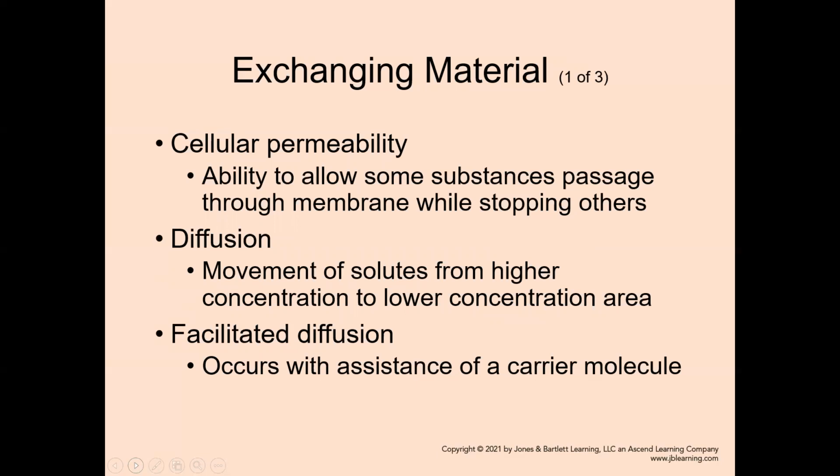Diffusion is when solutes move from a higher area of concentration to a lower area of concentration. This is generally a passive process. And if you think about how potassium and sodium work, which we'll talk about in a few weeks, they happen by diffusion, which is a passive process. Facilitated diffusion occurs with the assistance of a carrier molecule. And the easiest example of that is to think about insulin. Insulin transports the glucose into the cell.